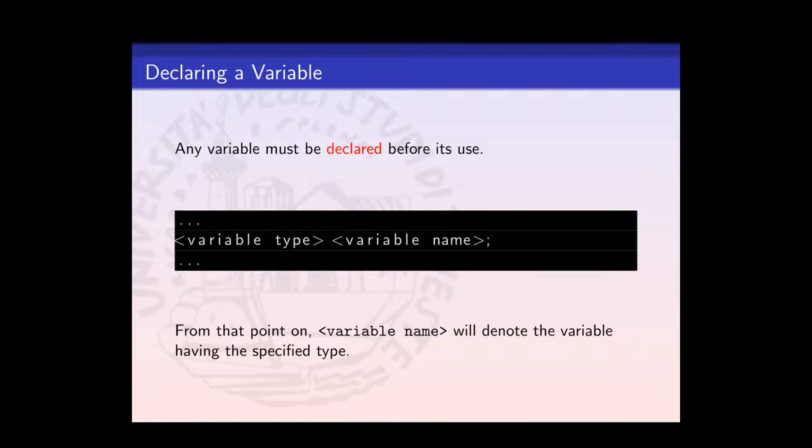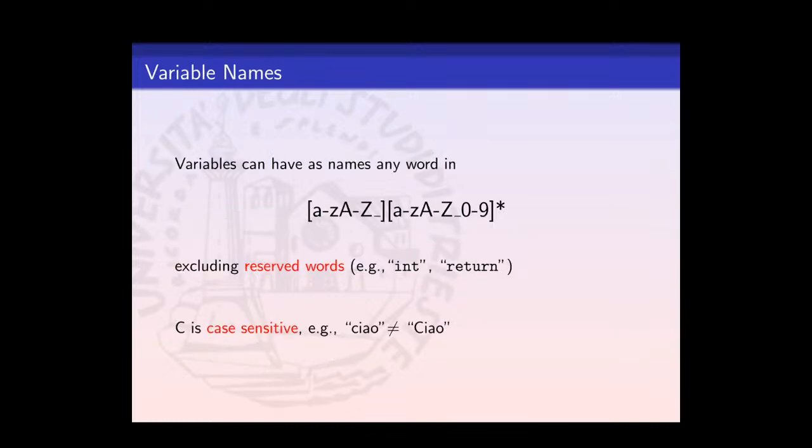From that point on, the name of the variable will be used as a shortcut for the box, for the variable itself. So instead of saying take the value inside the variable, we simply need to mention the name of the variable. And that will be enough to deal with the content of the variable itself. Now, which names are allowed for the variable?